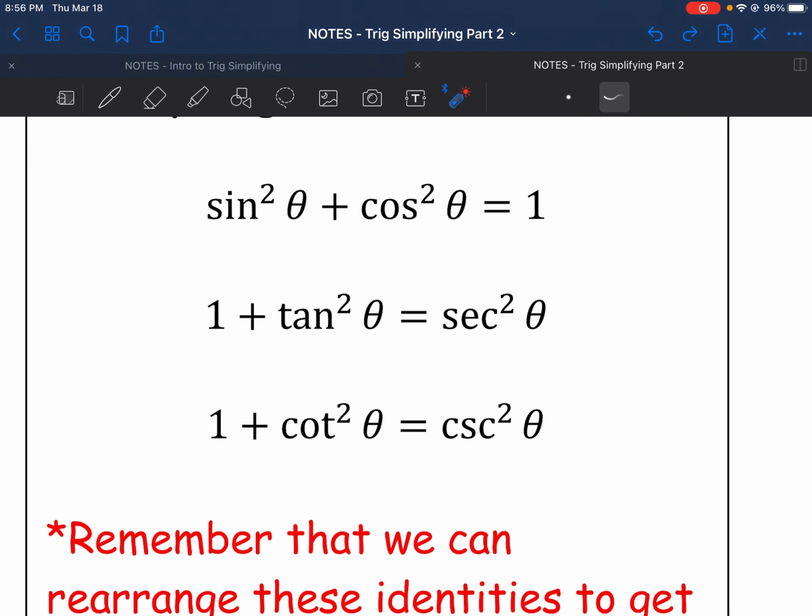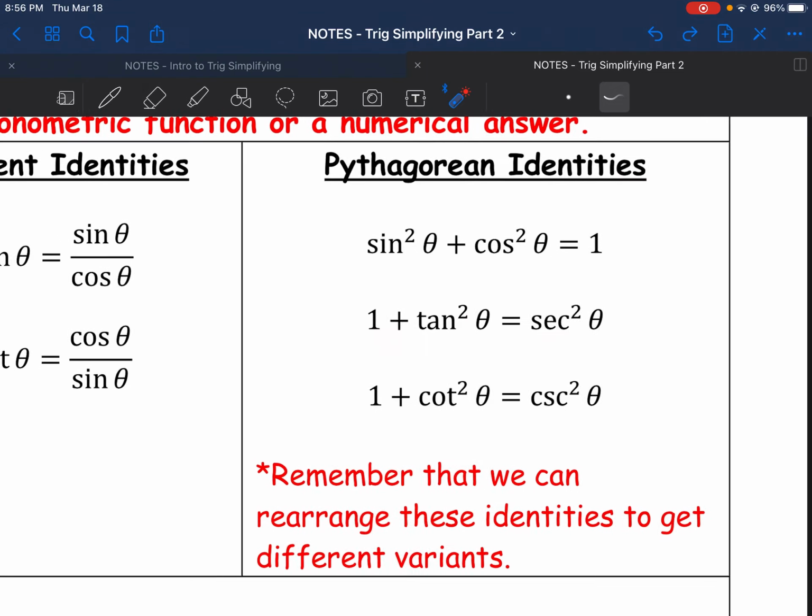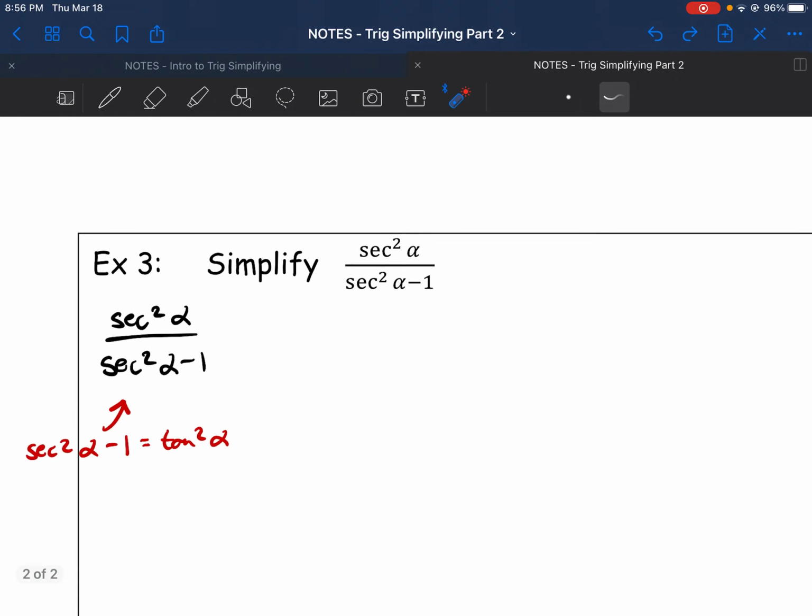Because look at it right here. If I took this 1 and subtracted it to the other side, secant squared of theta minus 1 is really equal to tangent squared of theta. So that's what I end up doing right here. Secant squared of theta minus 1 equals tangent squared of theta. And I should really be saying alpha. The angle we're using here is alpha. Doesn't really make a difference though. So I'm going to replace secant squared of alpha minus 1 with tangent squared of alpha. And I'm leaving the numerator as secant squared of alpha for right now at least.